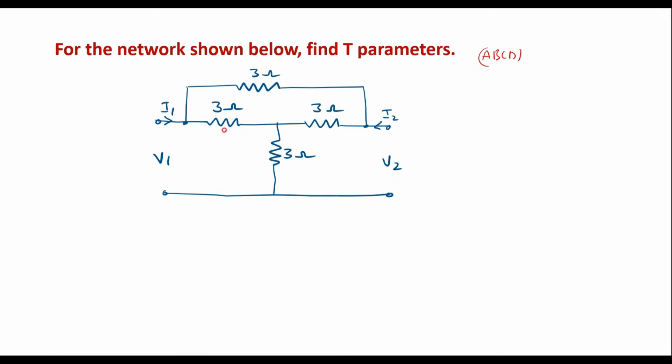So here we can see that all the resistors have 3 ohm values. So this is the 2-port network. For easy simplification, I will try to convert this 3 ohm, this 3 ohm and this 3 ohm, which are connected in delta fashion, into star fashion. If we convert that into star fashion, the resultant star circuit looks like this.